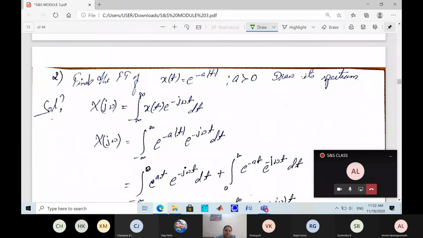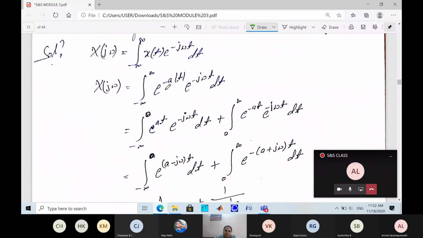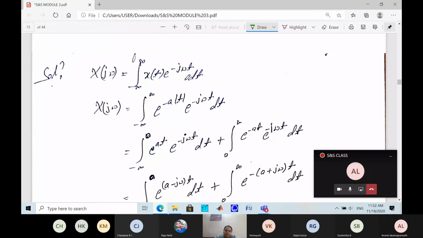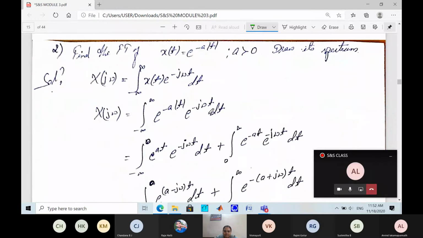Next problem is: find the Fourier transform of x of t equal to e raised to minus a mod of t, where a is greater than 0, and draw its spectrum. Here also it is the same, instead of x of t we are substituting e raised to minus a mod of t. Here no function is given separately, we have to go for the limit. When we are going for the mod function, as we saw previously, it consists of both a negative part and a positive part. So if I consider the negative part, the limit is going to be minus infinity to 0.